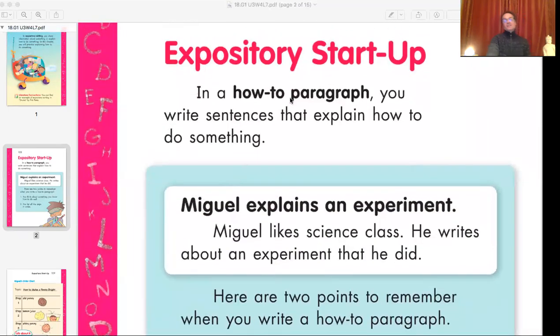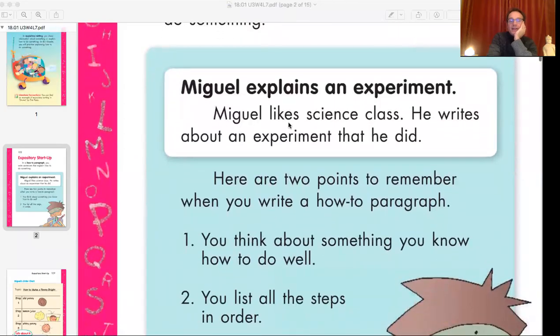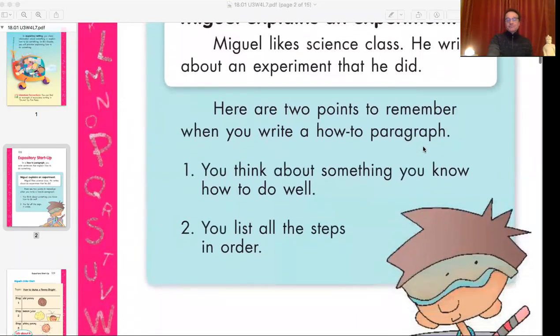So they're starting, this is called an expository startup. Like, how do you start to write in an expository writing kind of way? How do you start? Well, let's see. In the how-to paragraph, how to do something, you write sentences that explain how to do something. Miguel explains an experiment. Miguel likes science class, and he writes about an experiment that he did. So Miguel remembers how to do an experiment, so he's going to explain it.